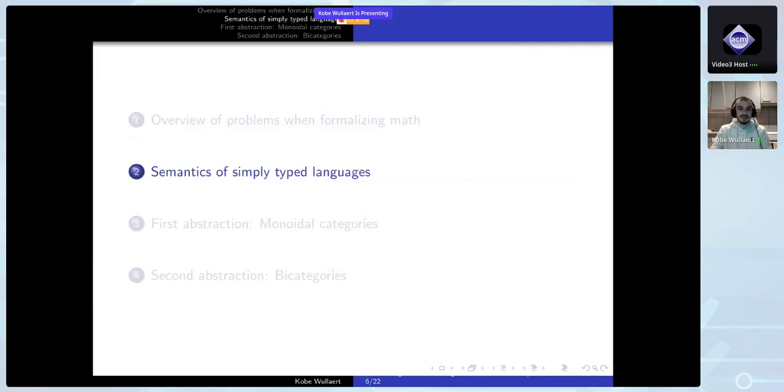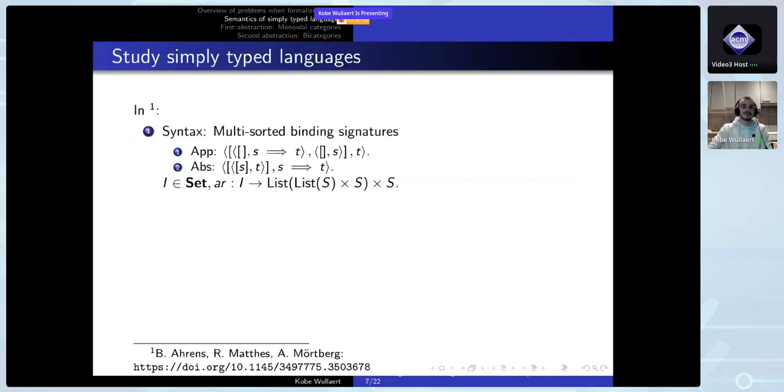Okay, so now let me first say a little bit about the study of simply typed languages, or its semantics. It's the same as in the beginning for the untyped. We first need a notion of a signature. And this can be represented by a multi-sorted binding signature. Again, we have here two constructors for the application and the abstraction. But now the signature looks a little bit more complicated because we also have to add the different sorts.